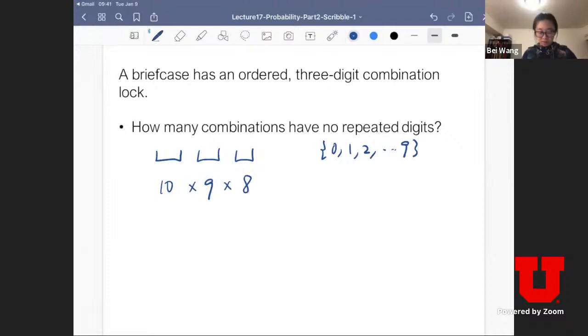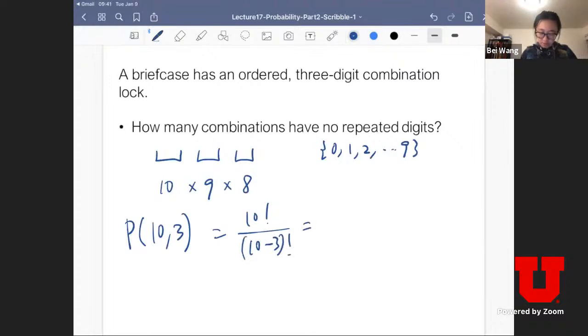Another way to write this is the permutation of 10 choose 3. That's 10 factorial over (10 minus 3) factorial, which is again 10 times 9 times 8, which is 720. Okay, that's the first question.